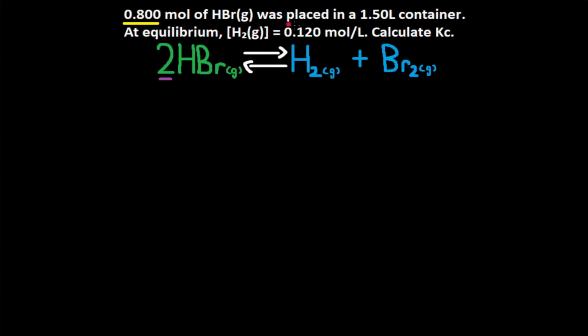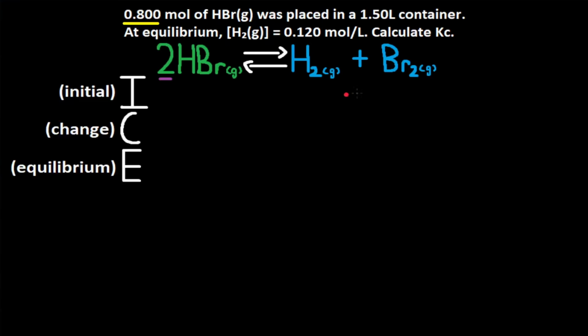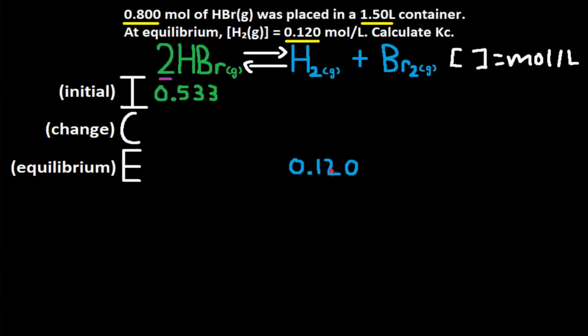0.800 moles of HBr was placed in a 1.50 liter container, so placed is another way to say initial. So we're going to have to use an ice table for this. So we have a 1.50 liter container. Remember that concentration is equal to moles divided by liters. So if we do 0.800 divided by 1.50 liters, we can get the initial concentration of HBr, which will be 0.533 rounded. At equilibrium, H2 is equal to 0.120 moles per liter, so this is the equilibrium concentration value for H2. It doesn't tell us the initial value of H2 and Br2, so we assume they are 0.